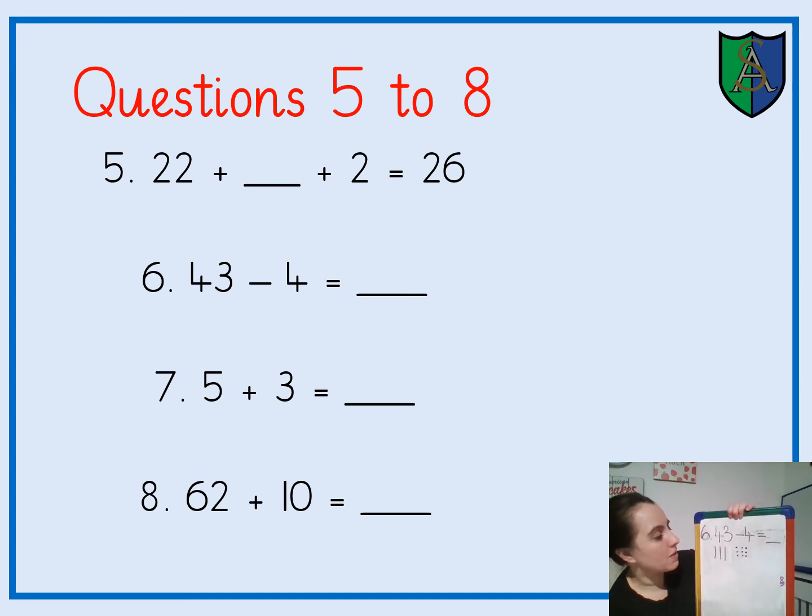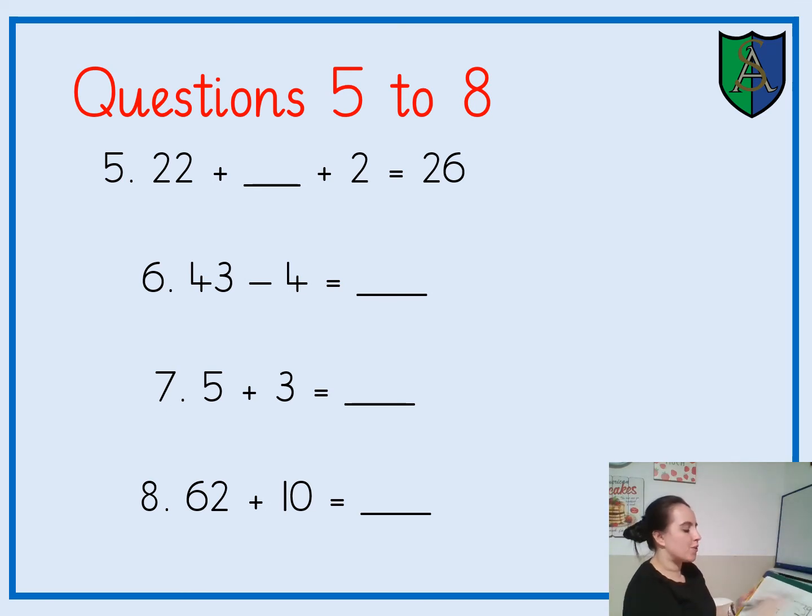Now I'm going to count how many 10s and 1s I've got left. I've got 1, 2, 3 10s, which is equal to 30. And I've got 1, 2, 3, 4, 5, 6, 7, 8, 9. I've got 9 1s. So I know that the answer is 39. Super. So if you got that answer, give yourselves a tick. If you didn't, then you can fix it.